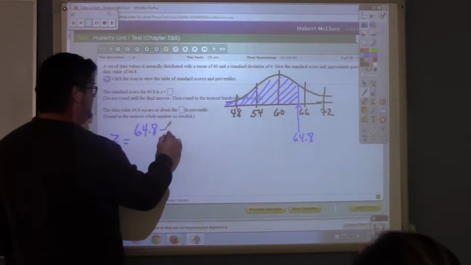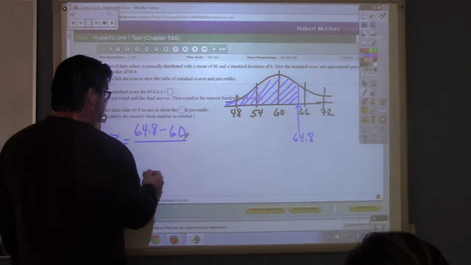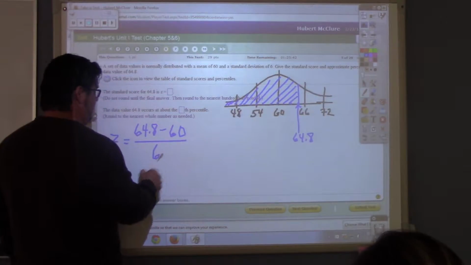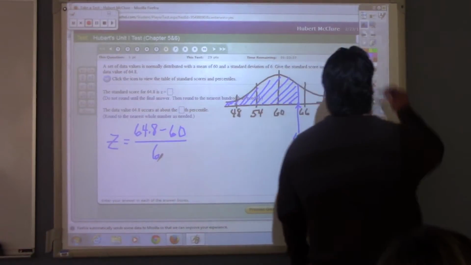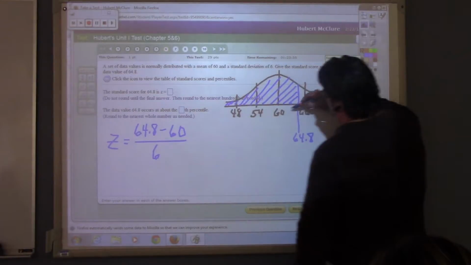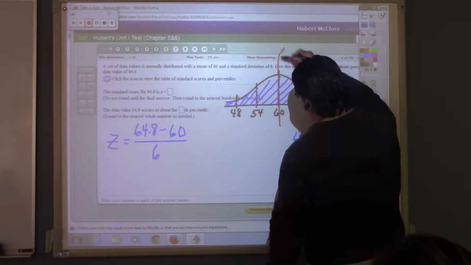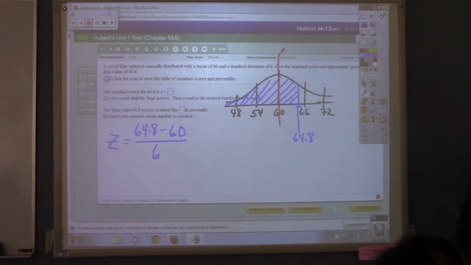So 64.8 minus 60 over the standard deviation of 6. Now, before we even do the math, I want to ask you all a question. Here is the red mark. What does that represent? The middle or center. And we know that in statistics, the center is everything. What's to the right of center? Positive or negative values? Positive.